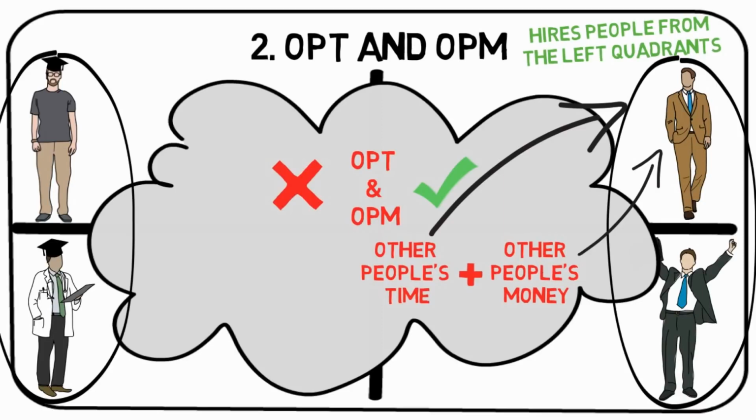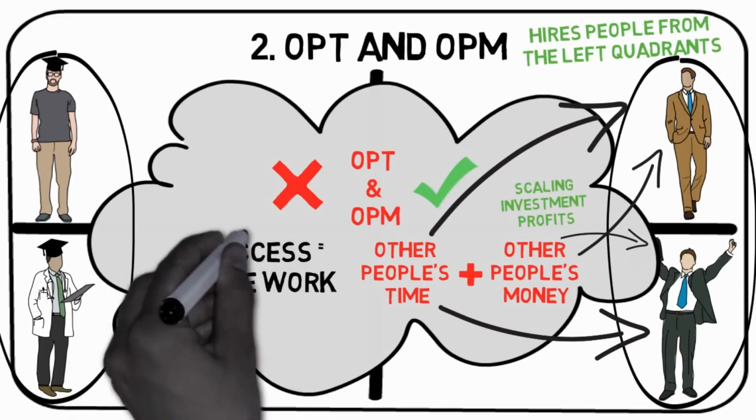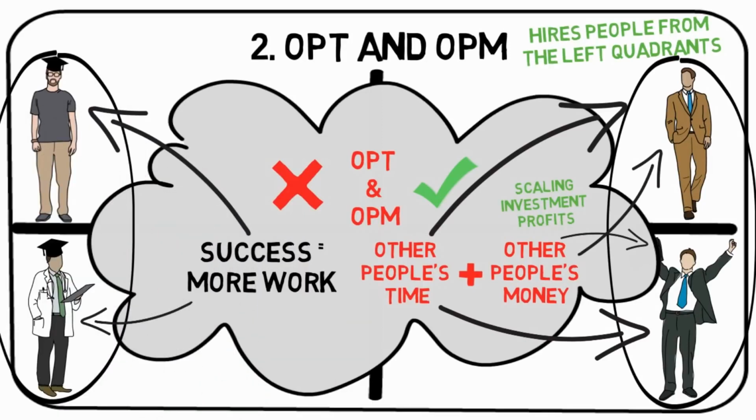Typically, he also invests a lot of his own time to kickstart the business, but in the long run, this is not essential, and becoming a more passive owner of the business is possible. A person from the I quadrant uses OPT to generate income from his money alone, and if he's skilled enough, he can typically apply other people's money as well as his own money to scale his investment profits. Herein lies the big difference. People from the E and S quadrants never get to use OPT or OPM. Therefore, the more successful they become in their quadrants, the more money they make, but at the same time, their workload increases.